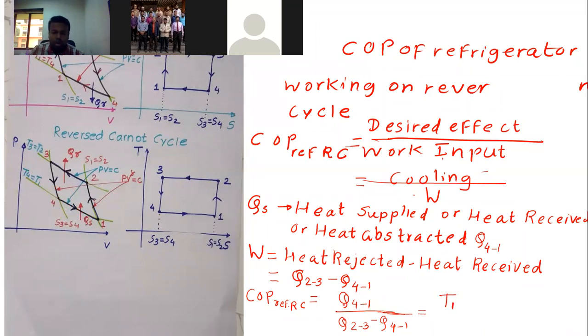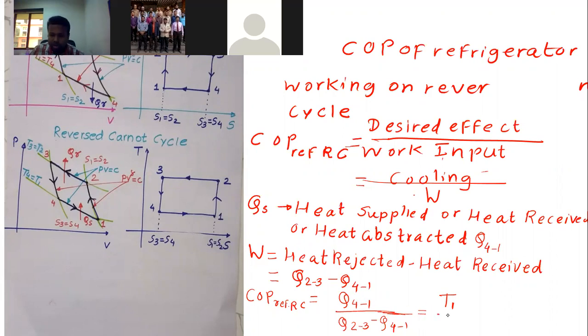Because in the Carnot cycle, the efficiency only depends upon the temperature. So simply you can replace the heat by temperature. So process 4 to 1 is carried out at what temperature? It is carried out at a temperature T4 is equal to T1. That is the reason why I have replaced this heat by temperature.